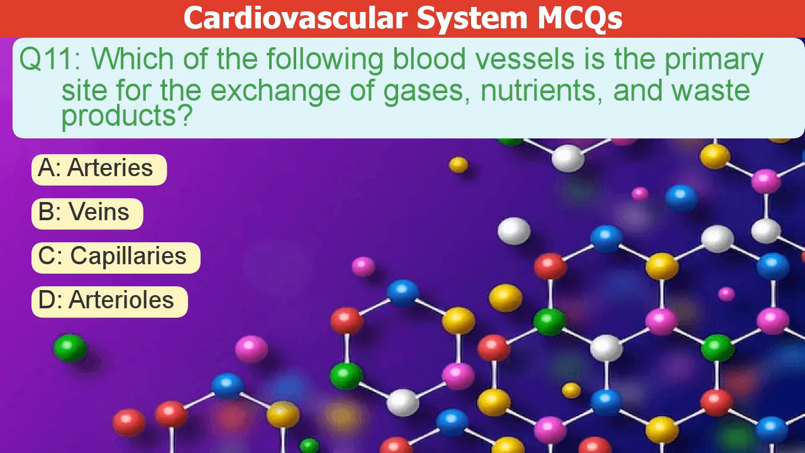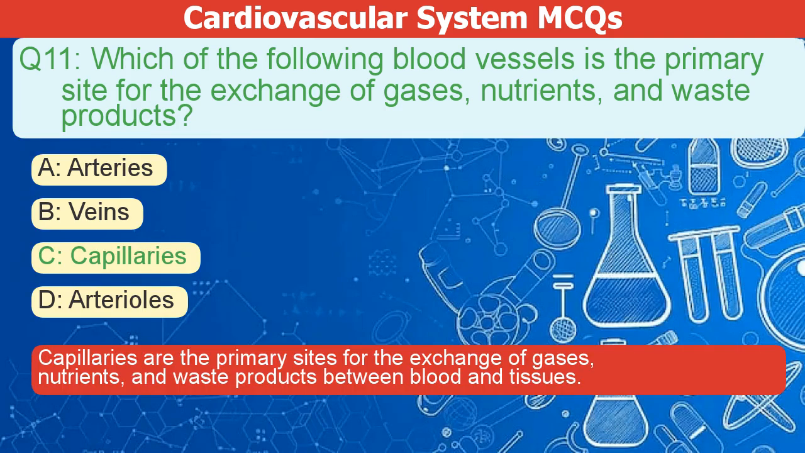Which of the following blood vessels is the primary site for the exchange of gases, nutrients, and waste products? A. Arteries. B. Veins. C. Capillaries. D. Arterioles. The correct answer is C. Capillaries are the primary sites for the exchange of gases, nutrients, and waste products between blood and tissues.